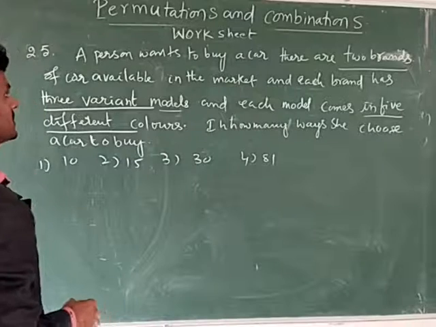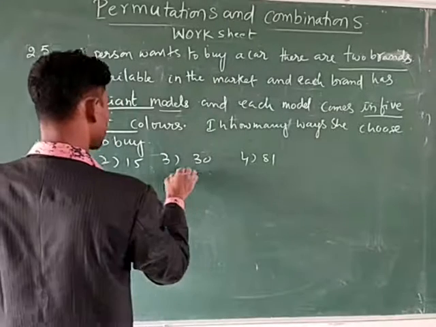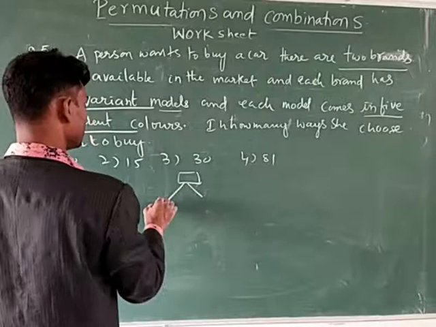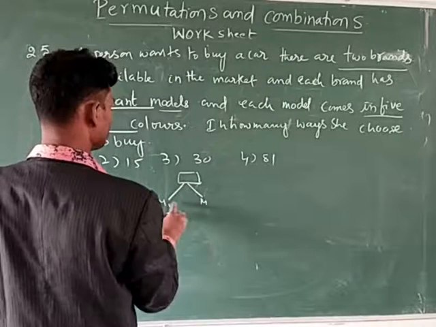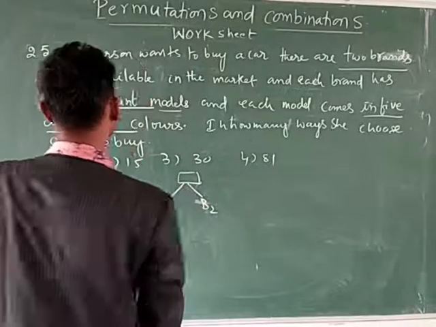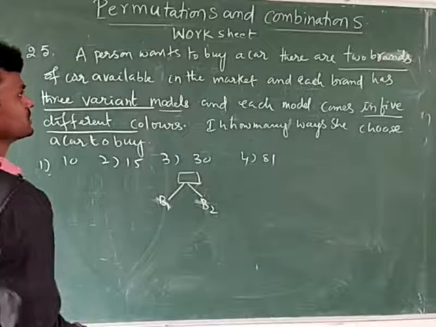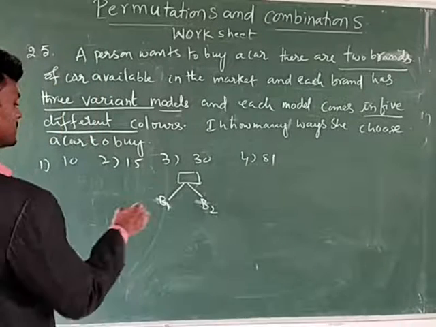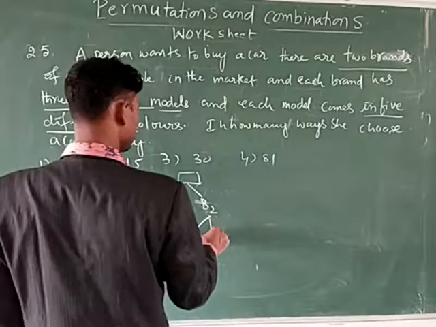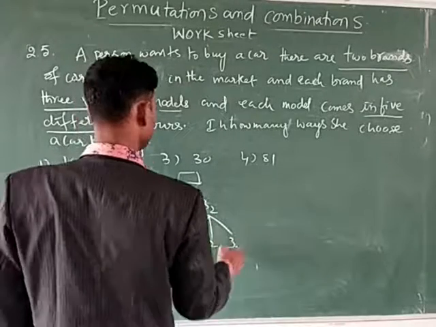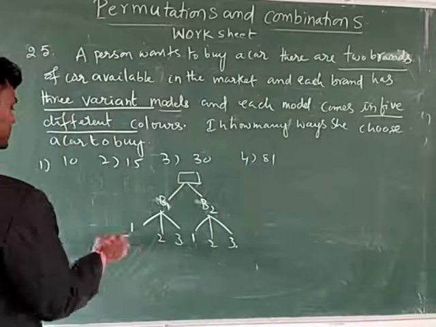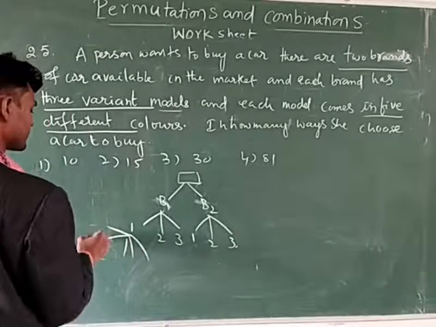See here, this is a car company. Here there are 2 brands, brand 1 and brand 2. Each brand has 3 variant models, 1, 2, 3. Here also there are 3 variants. Then each one again has 5 colors, 1, 2, 3, 4, 5.